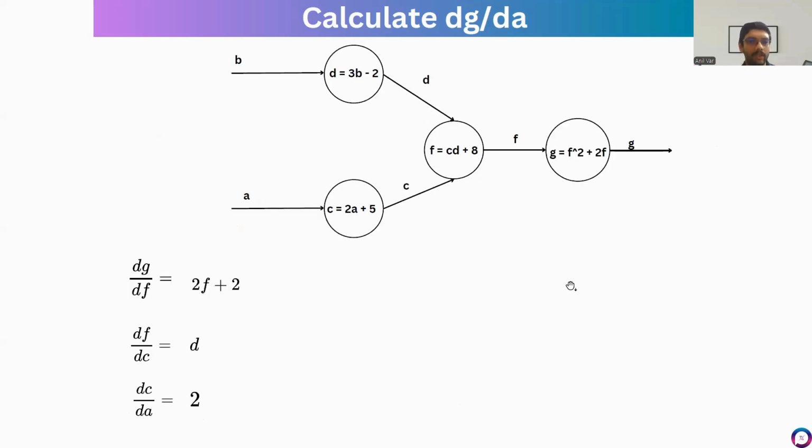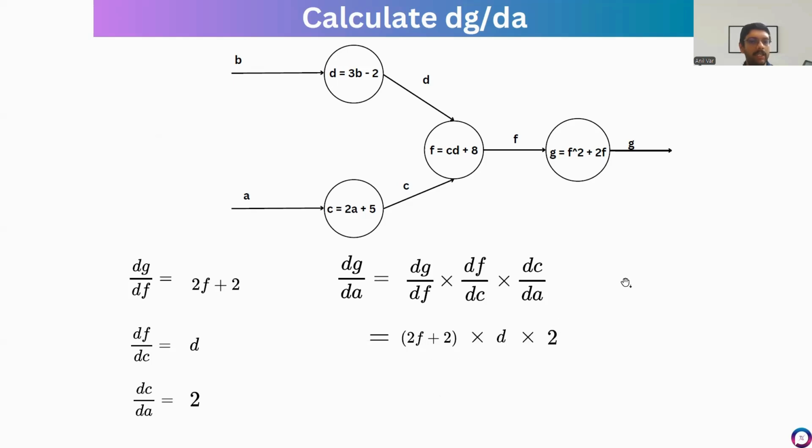So what are we going to do next? Well, I'm just taking out the steps and showing you just the answers. We want dg by dA. So chain rule tells us, we've already looked at this, dg by dA is dg by df times df by dc times dc by dA, which is 2f plus 2 times d times 2, which is 2d times 2f plus 2. Now I'm going to leave it to you to expand f in terms of A. That's your exercise, right? So you know f is cd plus 8, and you can expand that.